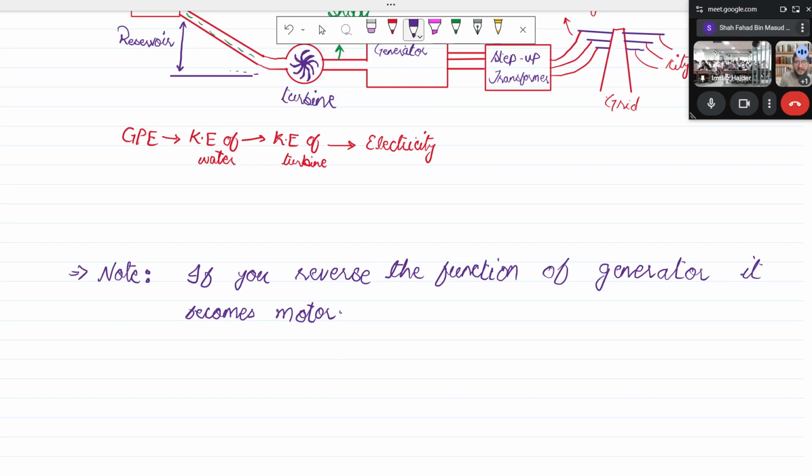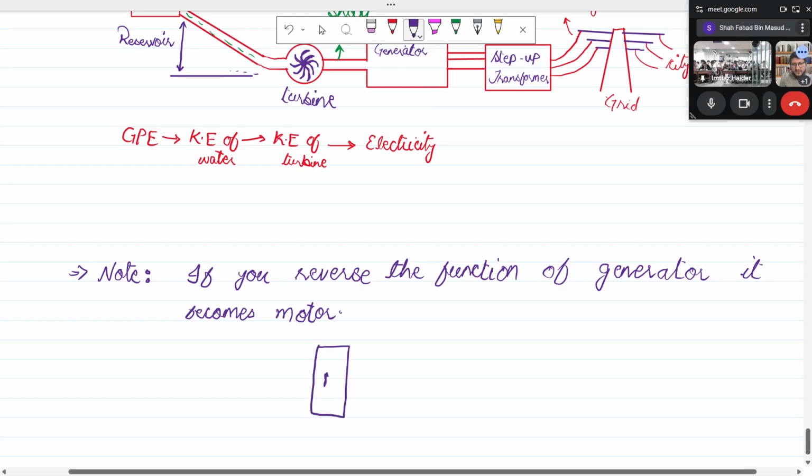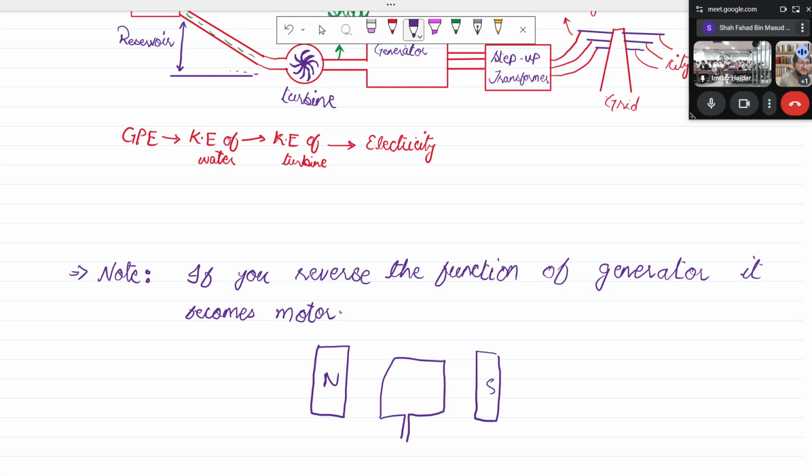So what happens in a generator is that we have two magnets, north and south poles, and between them we have a coil. If you are rotating the coil between the north and south pole, it will induce the current in the coil. This is what happens in a generator, do you guys remember? Okay, so it means that the current is going out from the generator.